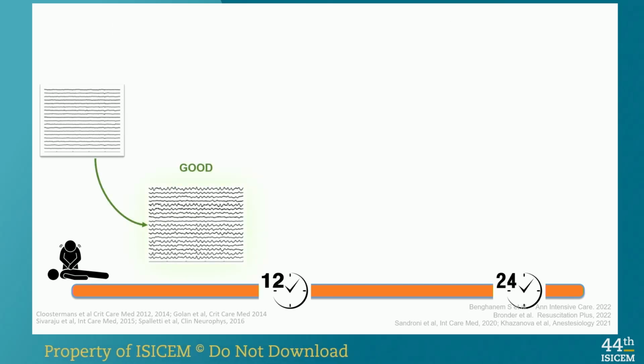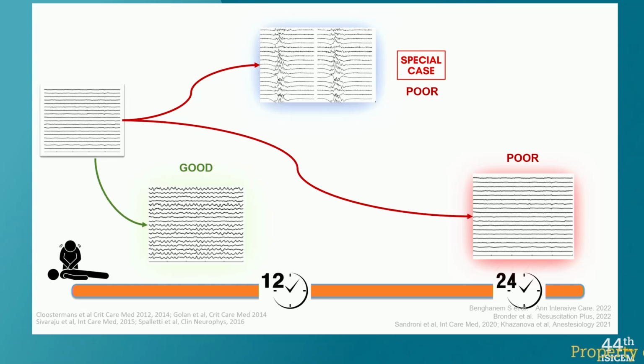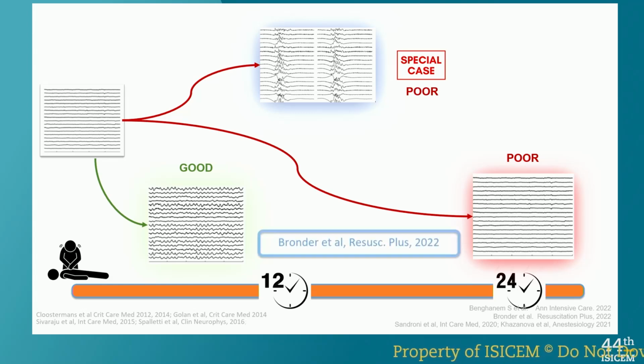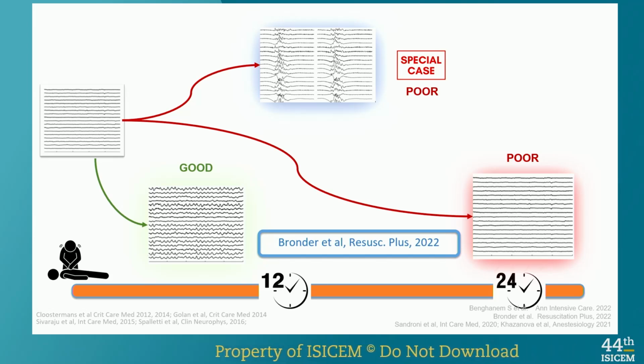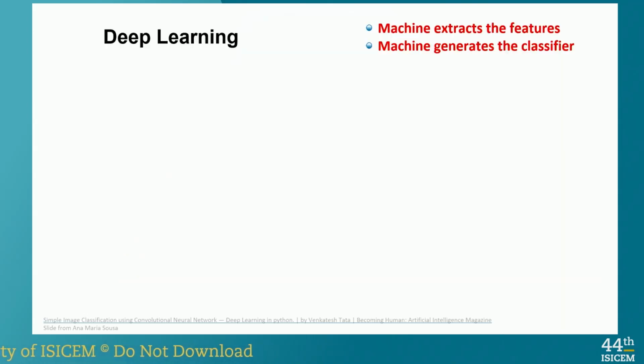If the EEG returns to normal rhythms within 12 hours, continuous normal amplitudes, the neurological outcome is invariably very good. If this is not the case and the EEG remains suppressed, or we have patterns like this, burst suppression with identical bursts, neurological outcome is very poor, nicely reviewed in a paper by Bronder a couple of years ago, published in Resuscitation Plus. But you still need human beings to observe and interpret these EEG findings.